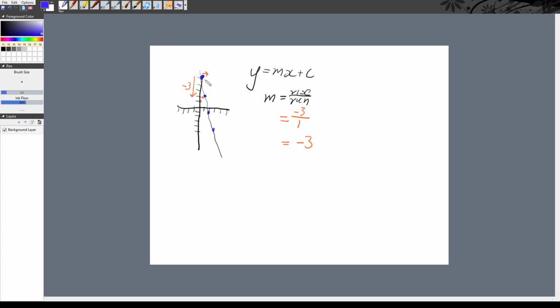So what about c? What's c equal to? Well, this crosses at 1, 2, 3, 4, 5. So that means that c is equal to +5 because these values are positive. So that means that the equation is y is equal to the gradient, -3x plus 5, because our intercept is +5. So this rule will now work for any value of x.